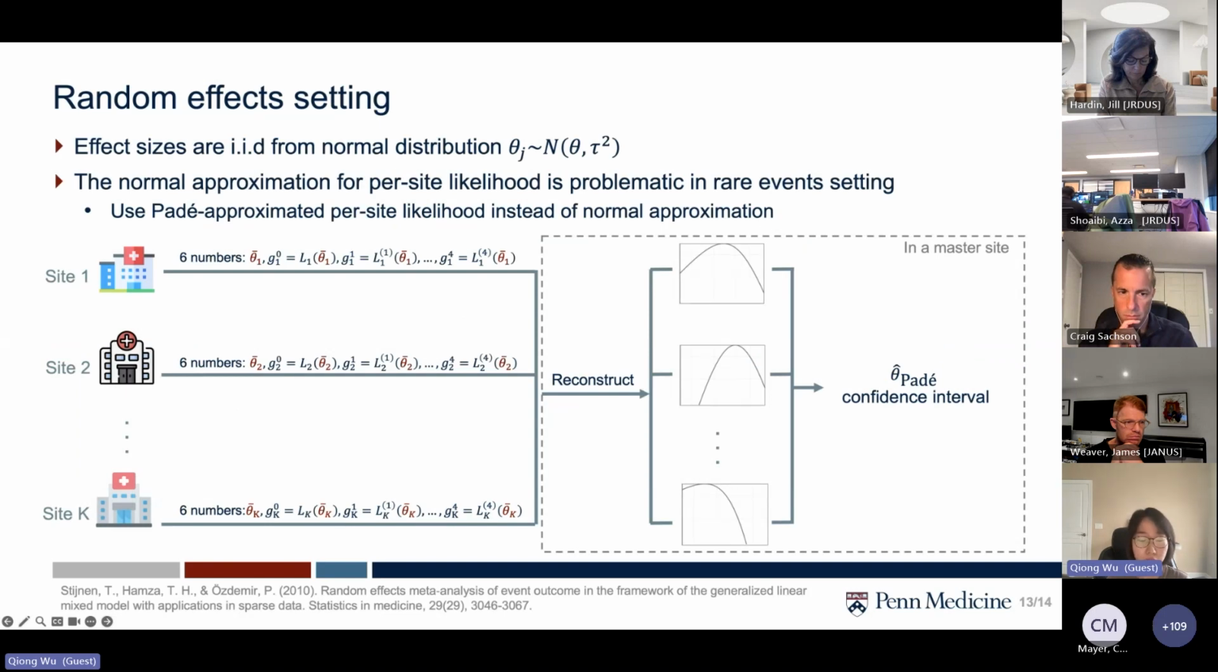In the paper, we also offered an option for the random effects setting, where we don't assume the parameter, the treatment effect, to be exactly the same across databases, but it can follow a common prior distribution. The key idea for the random effects setting is pretty similar. For each database, we approximate the likelihood function using the Padé approximant, which can be summarized using 6 parameters. With these 6 numbers from each database, we can then reconstruct the likelihood function for each site at the master side, and then conduct further analysis for the parameters in the random effects models.